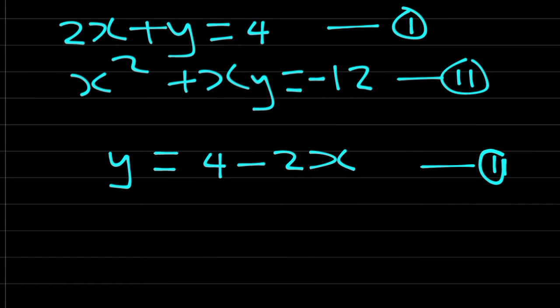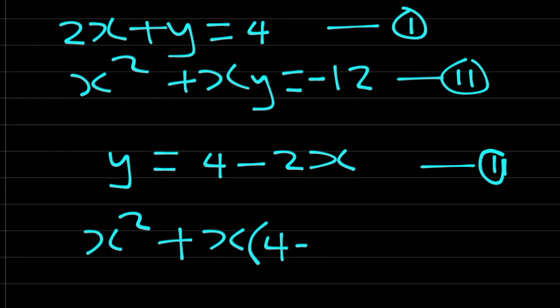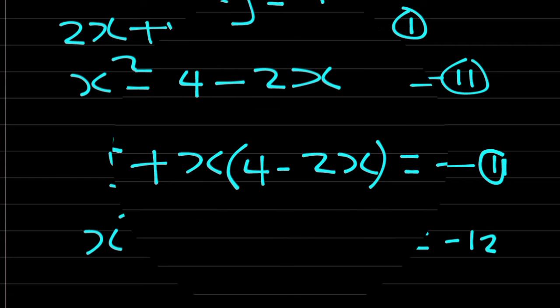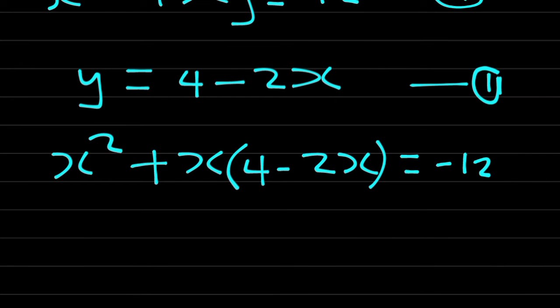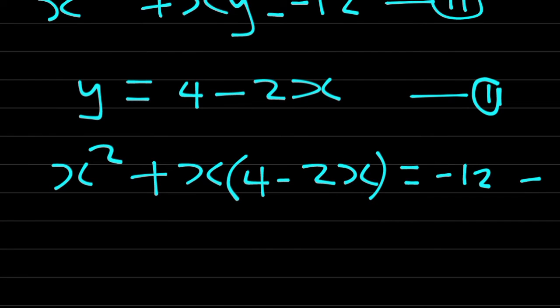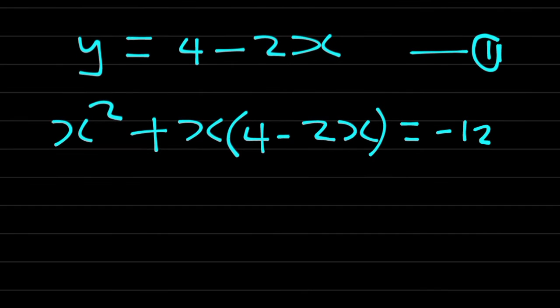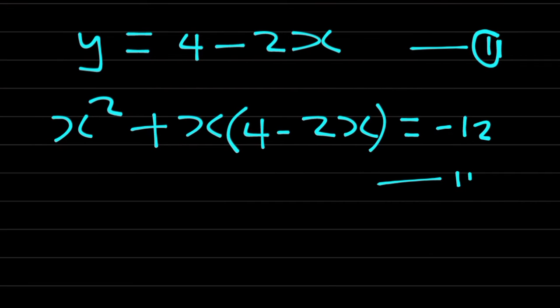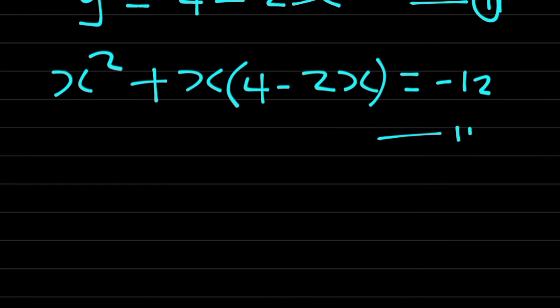So I'm going to substitute this in equation 2 anywhere I see my y. Therefore, in equation 2, I have x squared plus xy, but instead of y now, I am going to write 4 minus 2x, then is equal to minus 12. We have substituted for y in equation 2. So this is my equation 2. We are going to continue to work on this equation 2 until we get the value of x.